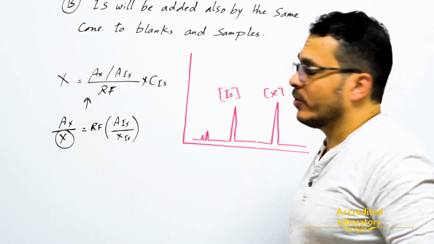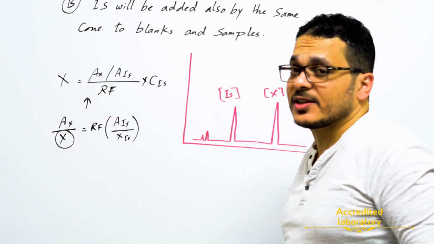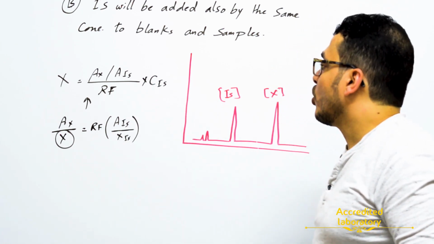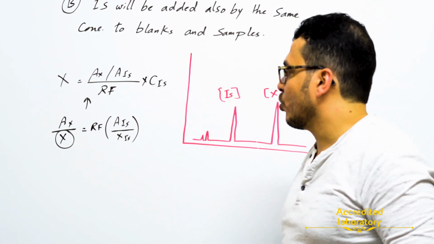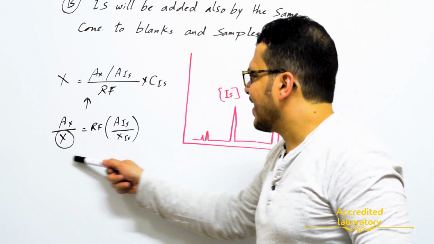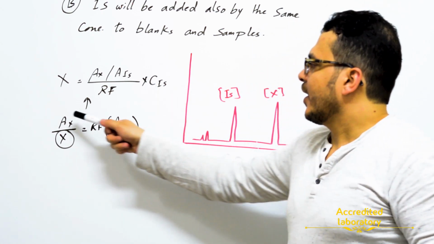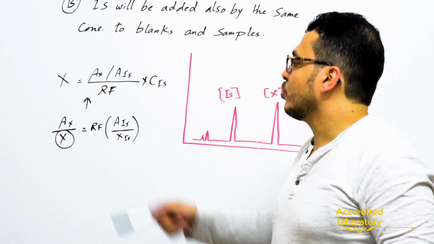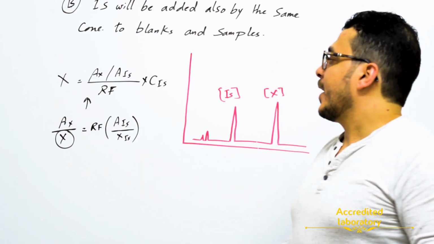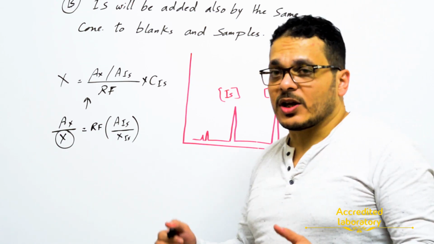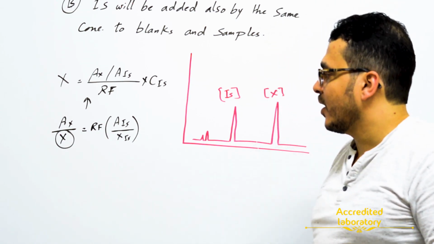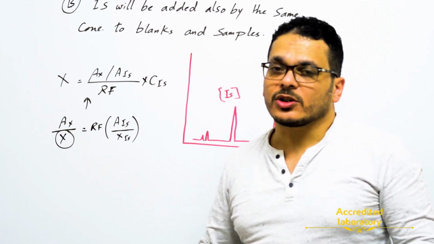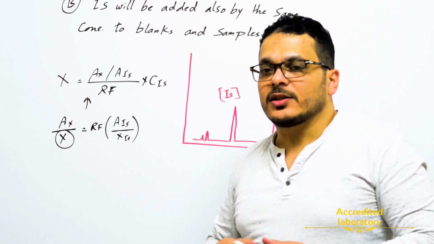equal to area of analyte divided by the area of internal standard divided by the response factor multiplied by the concentration of internal standard. As here, same like in this equation, area of analyte divided by concentration of analyte equal to response factor multiplied by area of internal standard divided by concentration of internal standard, so we can calculate the concentration of unknown target analyte in the samples.